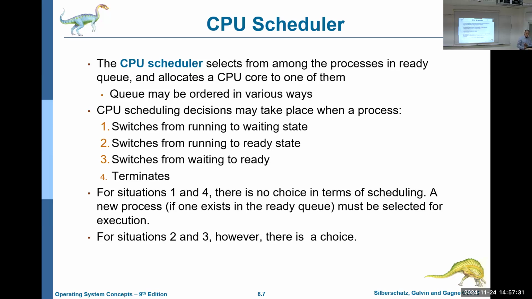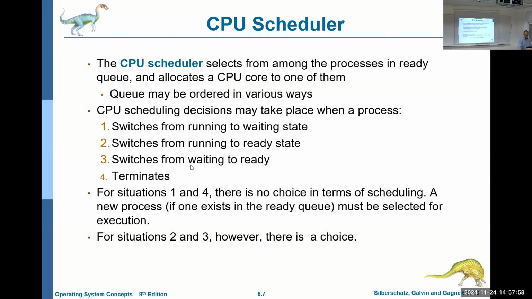For situation 2, however, there is a choice. Because I guess what they're saying is, for 2 and 3, why is there a choice? Because I went from running to ready. So now I've got people in ready, I've got to choose who of the ready ones to run. And also from waiting to ready, I could choose not to schedule anybody.